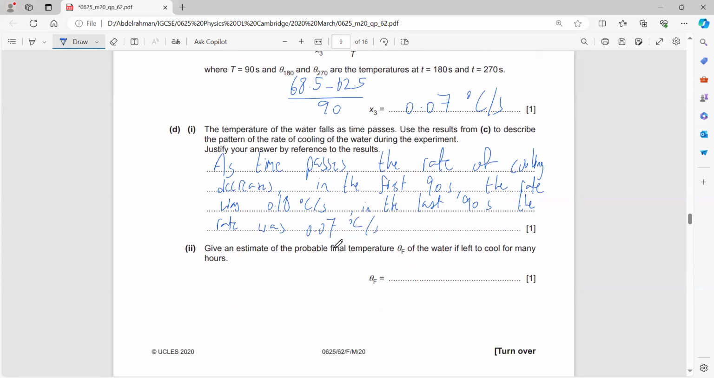Give an estimate of the possible final temperature theta F of the water if left to cool for many hours. Okay, 21 degrees. That is correct. If the water was left to cool for many hours, it eventually must reach the room temperature. The final temperature has to reach the room temperature.